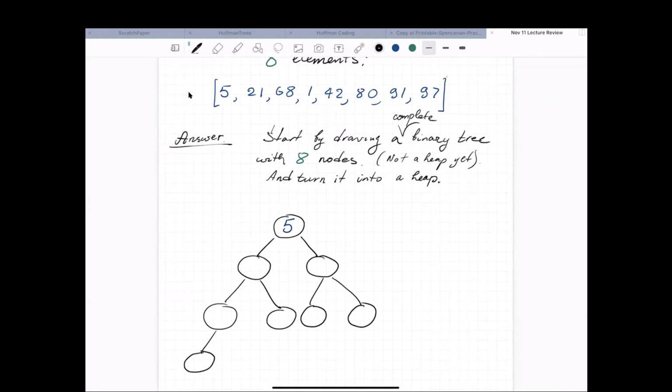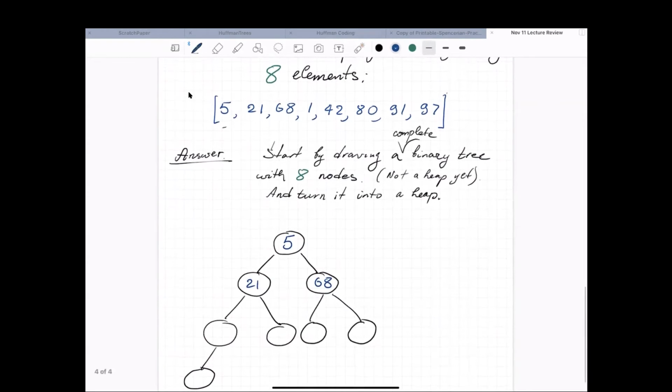Yes. So I place the first element in the root. Where are its children? Where do I place 21 and 68 in this tree? What do I put in these 2 nodes? 1 and 42. Exactly. Why is that? You don't have to maintain heap order yet. You're just sequentially adding them to the tree, or the array, in reality.